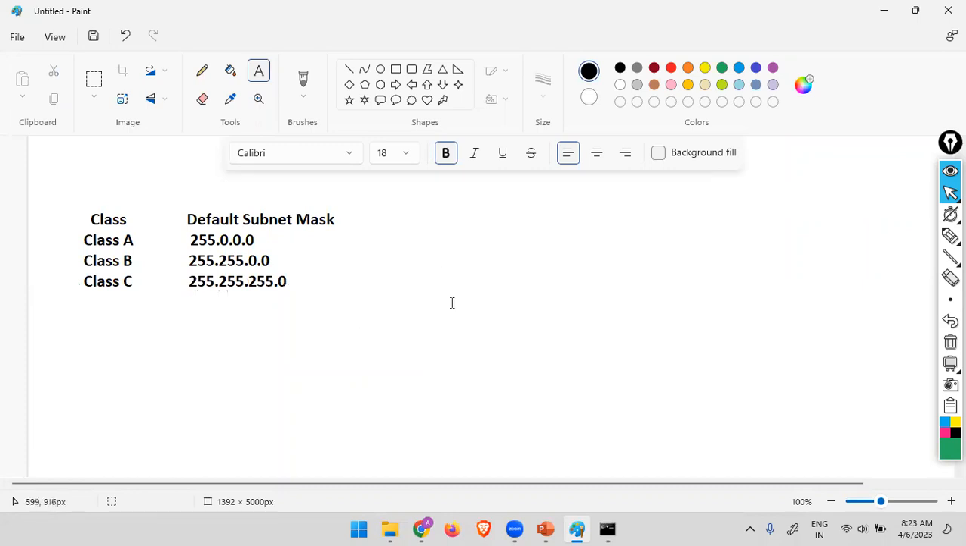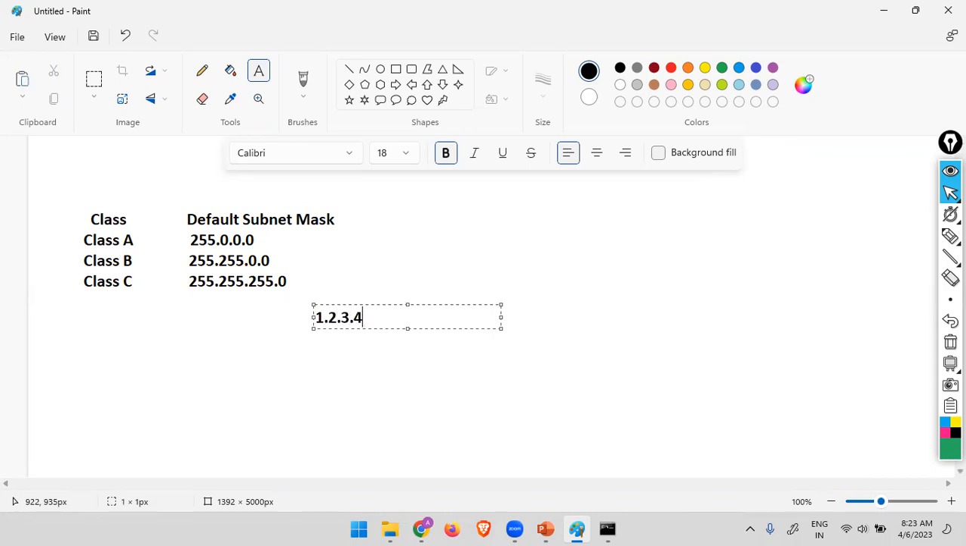Now let's say I will write one IP address, for example 1.2.3.4. Which class is it? Class A. We can just tell by looking at the first octet. So according to class A, what is the default subnet mask? 255.0.0.0. This is your IP address, and this is your subnet mask. Now we are going to write both of these in binary.